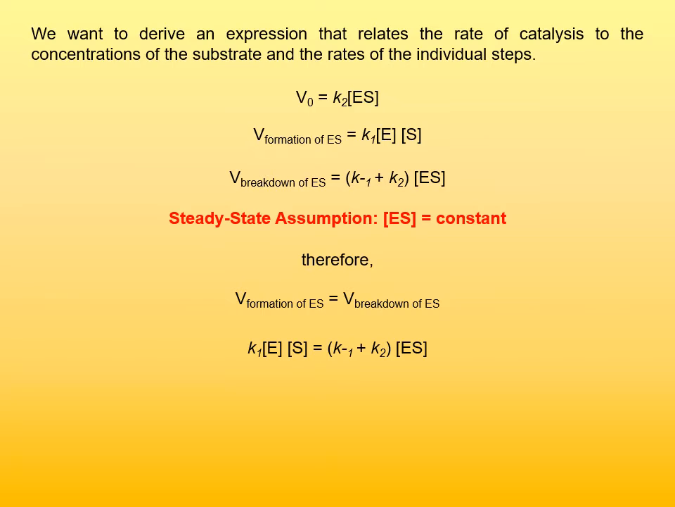equation: K1 multiplied by concentration of enzyme and concentration of substrate equals K-1 plus K2 multiplied by concentration of enzyme-substrate complex. And if we rearrange that to get concentrations on one side and constants on the other, we obtain this equation. So you can see on the left, we have concentrations of enzyme and substrate divided by concentration of enzyme-substrate complex, and on the right are three rate constants for the two steps.